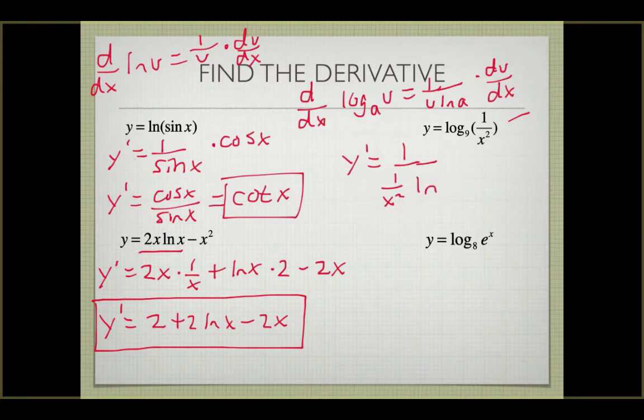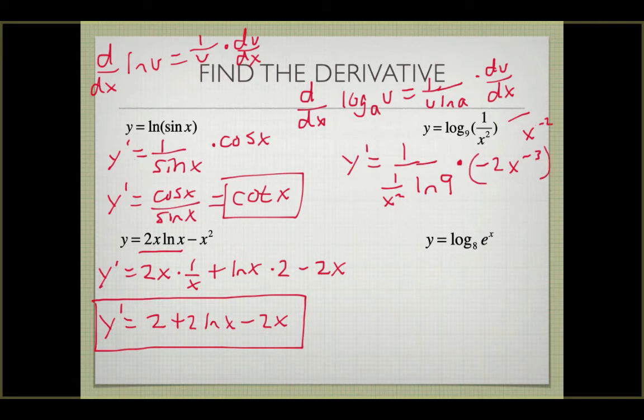ln of our base is 9, times the derivative of 1 over x squared. Remember, 1 over x squared is the same as x to the negative second. So this is going to be negative 2x to the negative 3. That's what we're multiplying by.